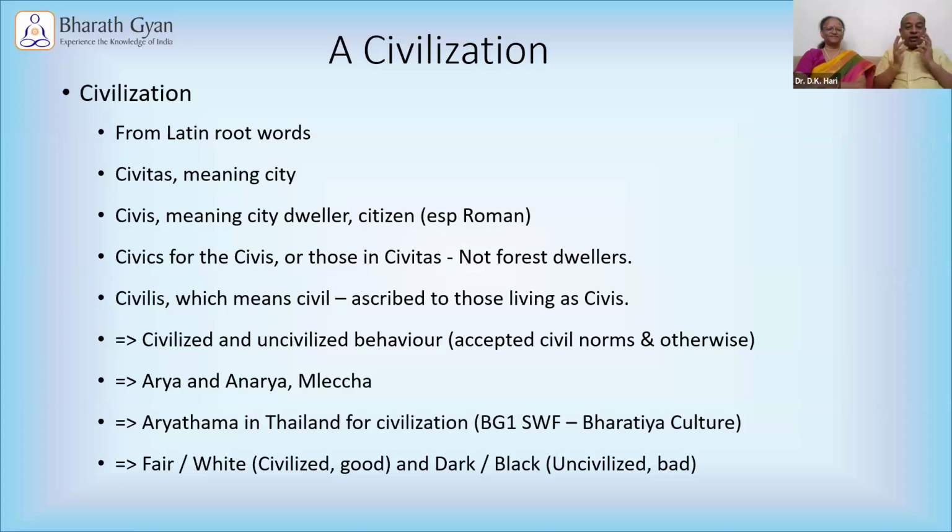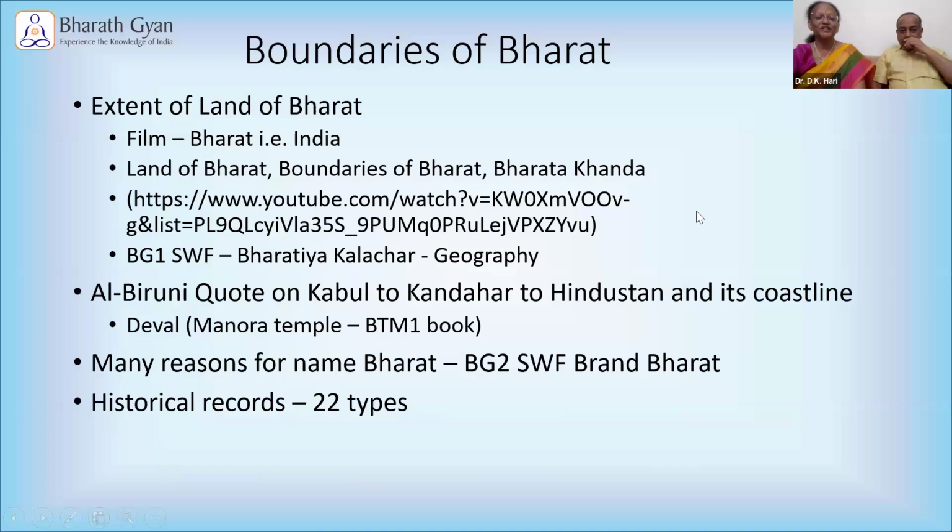So look at the concepts that have stepped in of colors being good and bad, being even racial. These are things that have come up in the narrative in the last few centuries, and very unfortunate, because just because a person is dark or black doesn't mean he is uncivilized. They're equally noble, equally civilized, equally capable, and people who are fair also can be ignoble. So it's got nothing to do with color, is what we want to bring out in this quick point here. So there's actually so much behind the word civilization.